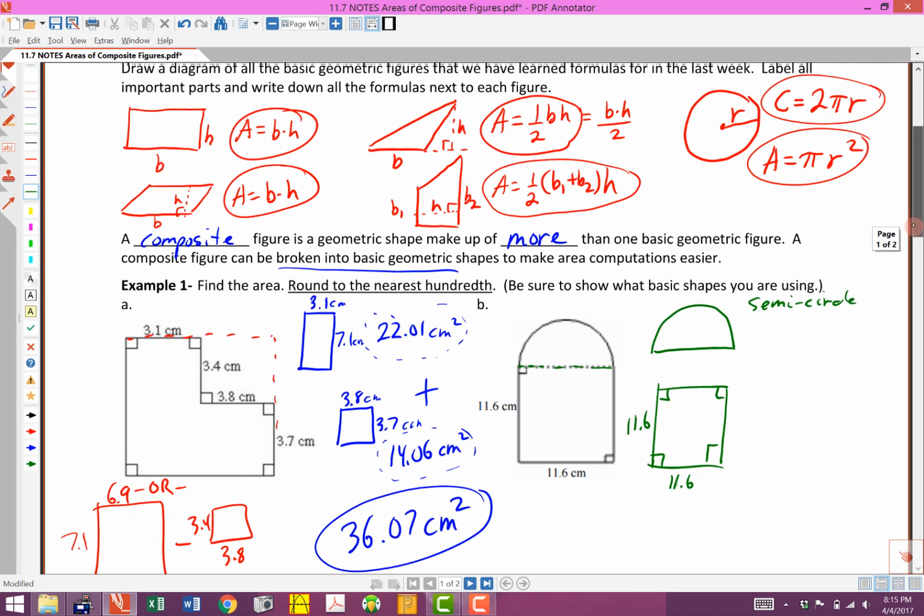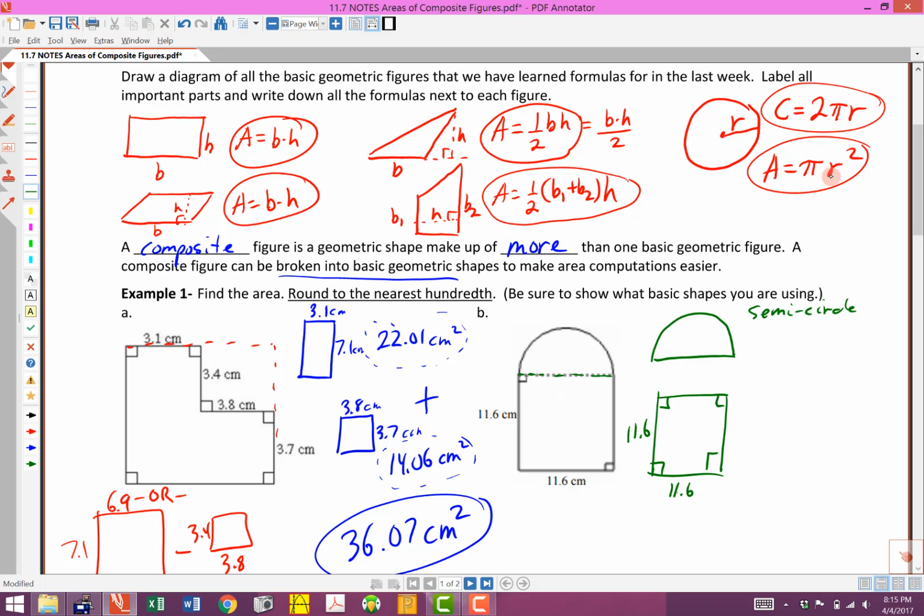Now remember the formula for area, it's pi times the radius squared. That would be the whole circle. So the whole circle would be pi times r squared. So we need a couple of things. First of all, we don't need the entire circle. We're going to take this and we're going to divide both sides by 2.